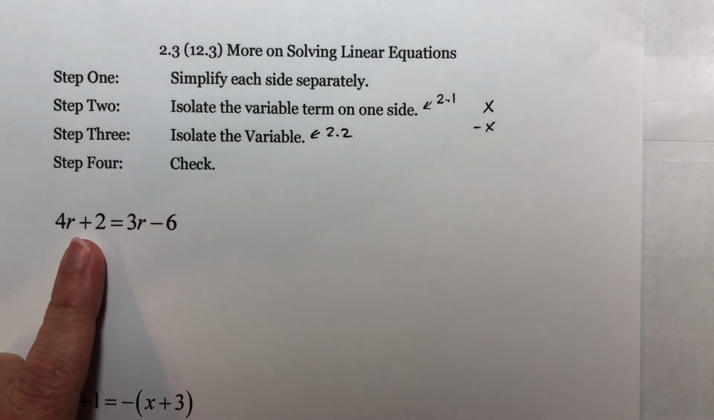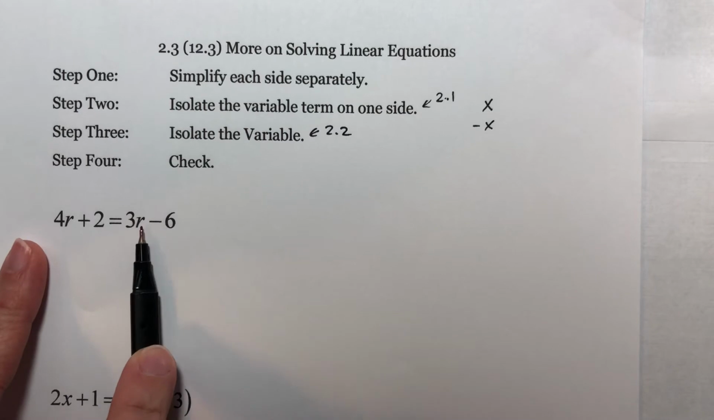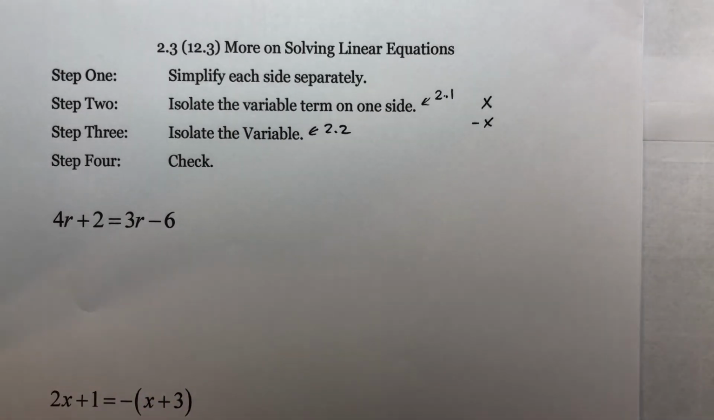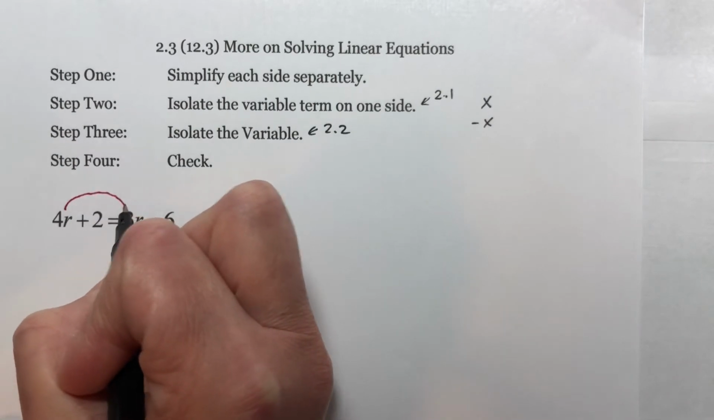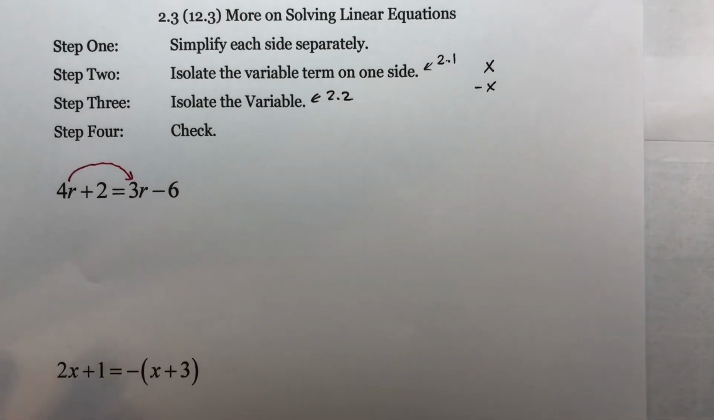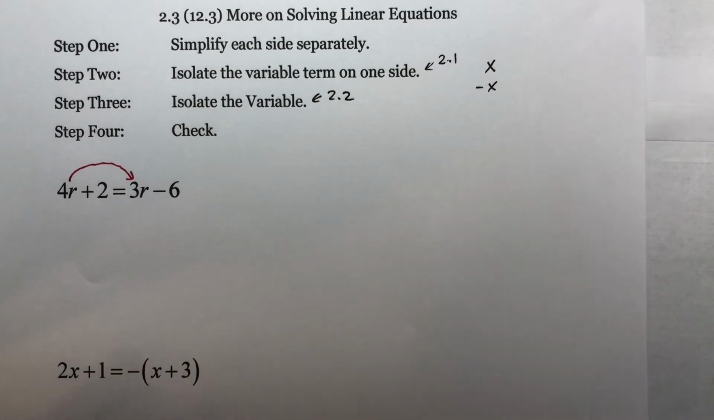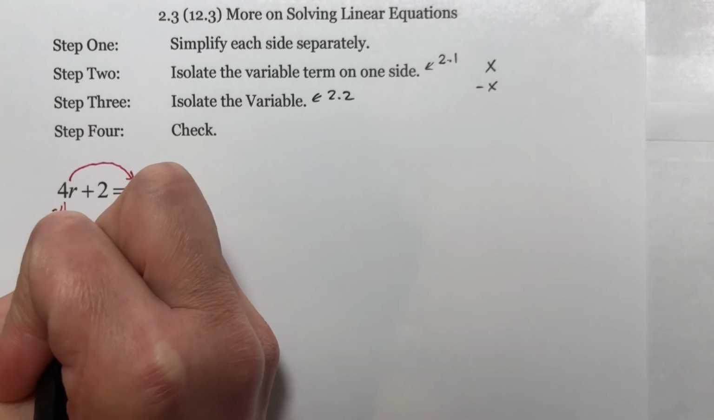Now we want to get our variable on one side together, and I can choose either to move the 4r over to here or the 3r over to here. It does not make a big difference at all. It is workable no matter what. Just so that I can show you one particular thing, I am choosing to move the 4r over to here. This is mainly so I can show you why a particular property we learned in 2.1 actually works. If I'm going to move this over to here, and this was a positive 4r, I'm going to subtract 4r from both sides.